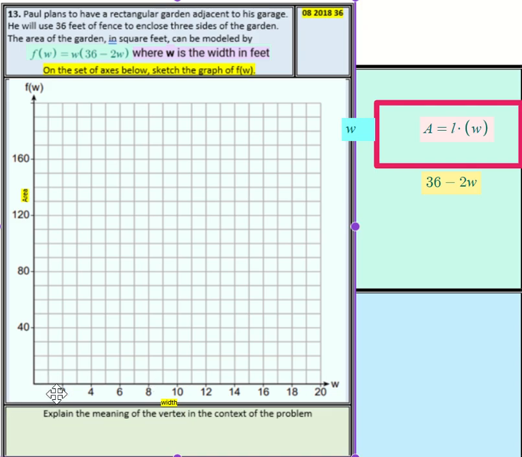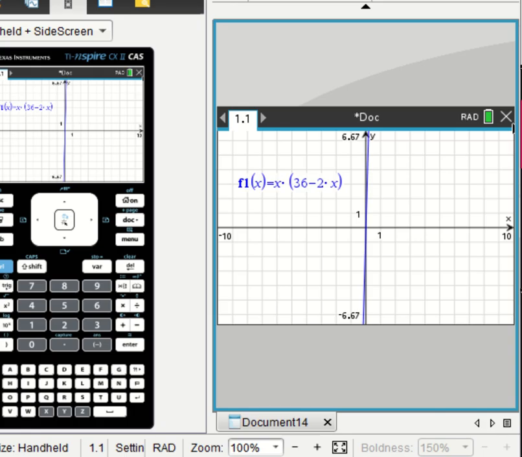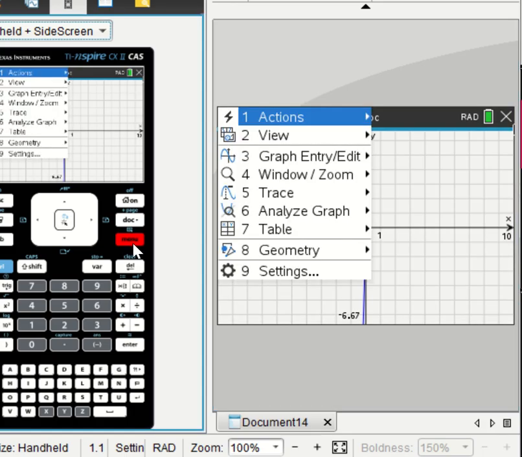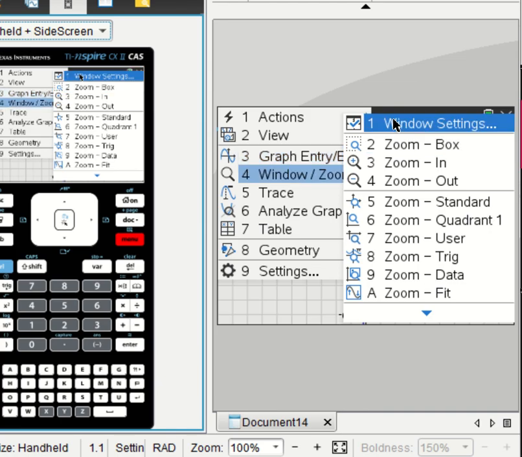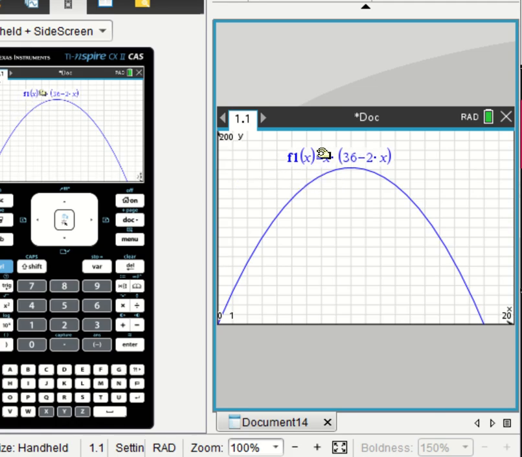So notice they're writing by 2's, but they're counting by 1's. So our x-axis should go from 0 to 20. The y's are counting by 10's, and that should go all the way up to 200. So for a custom window, menu 4, 1. Our x-min is 0, our x-max is 20, and we can count by 1's. Our y-min is 0, our y-max is 200, and we can count by 10's. Now notice that's a parabola.